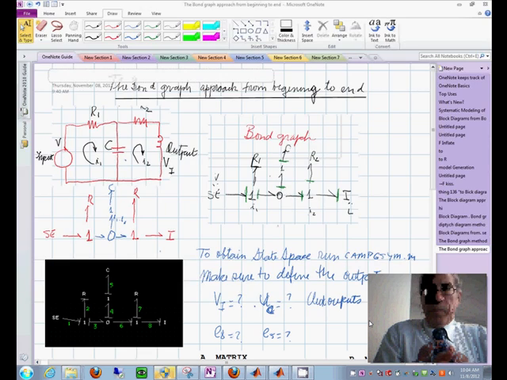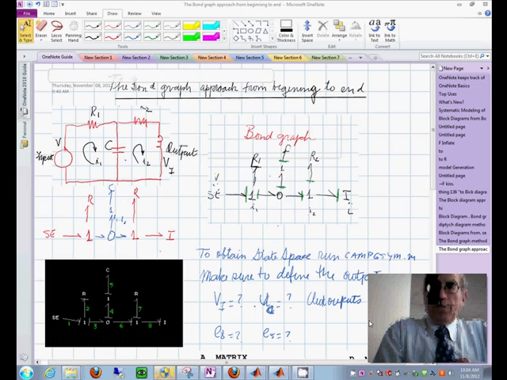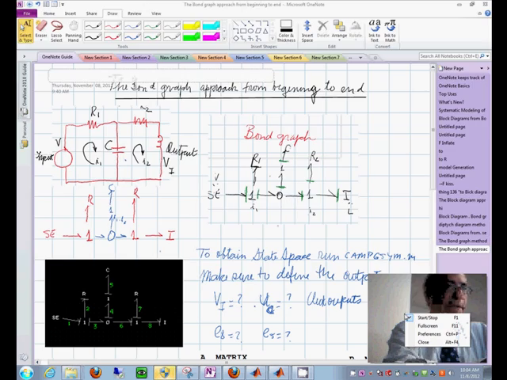Okay, today we are going to see how we complete this cycle once we have the state space form produced from the bond graph method. How do we actually produce block diagrams and then also the Simulink interface? So let's take a look at this.